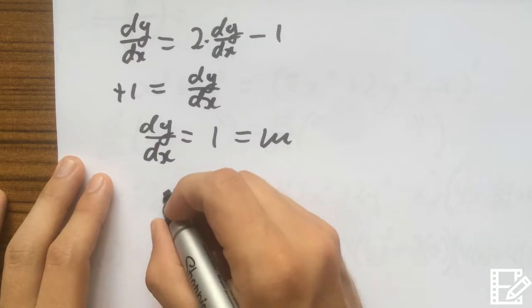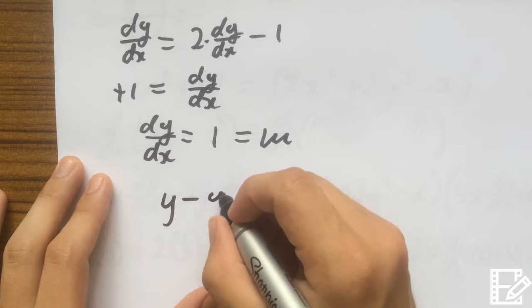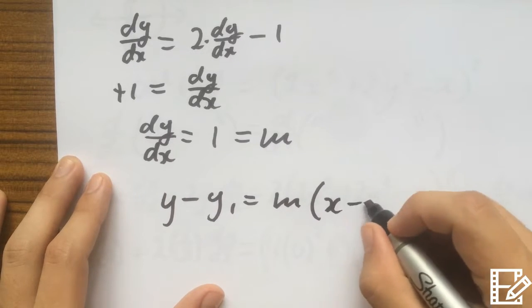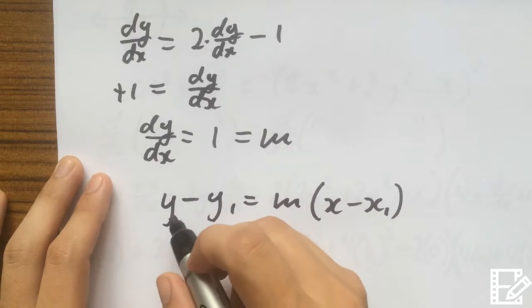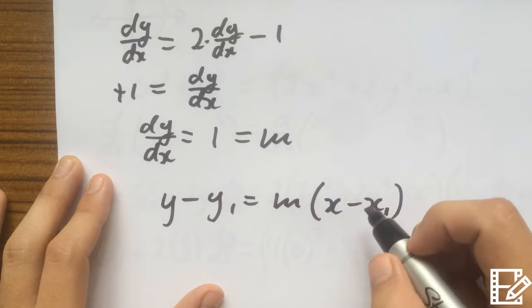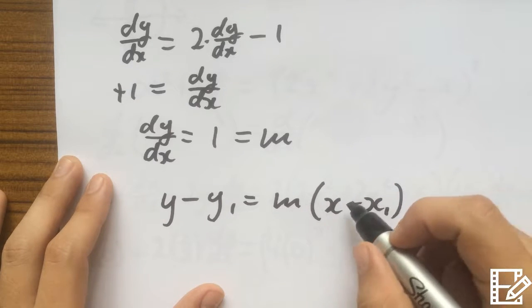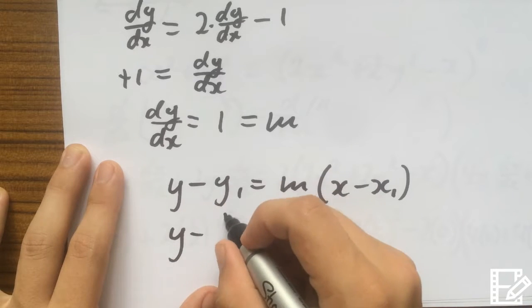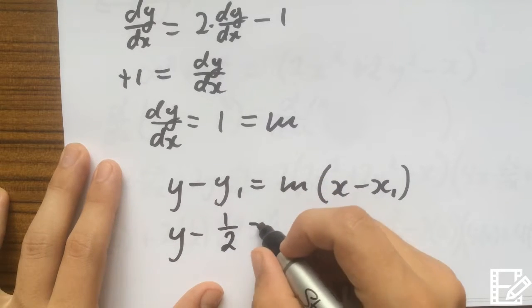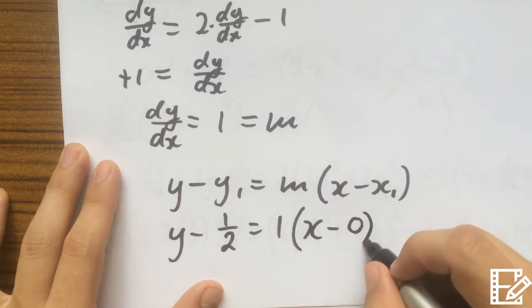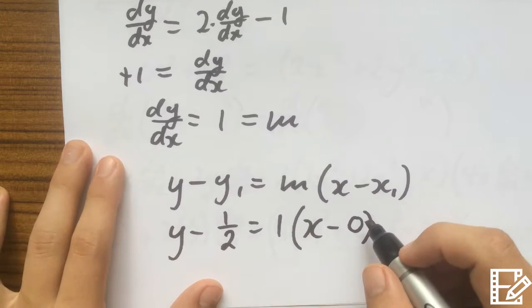Now we're going to use the equation y minus y1 equals m, bracket x minus x1, which basically means y minus the y coordinate equals m, bracket x minus the x coordinate. So that's going to look like y, we input the y coordinate, which is half, equals m. We said m was 1, multiplied by x minus 0, because the x coordinate is 0.